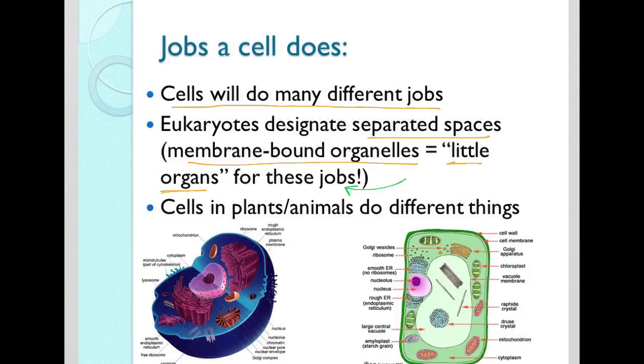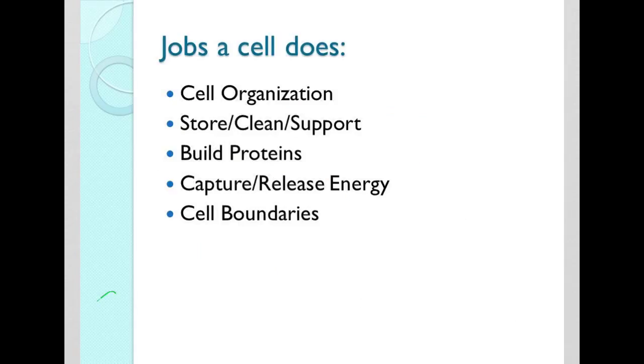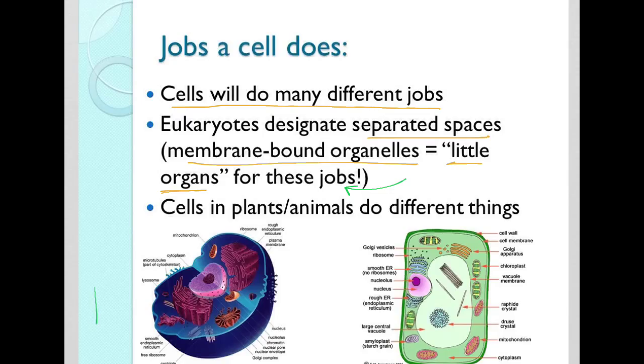And for our purposes, we're going to talk about the differences between animal cells and plant cells in terms of their organelles. We're not going to talk that much about fungi or protists, okay? And cells in animals and plants obviously do different things because they're different organisms and they have different needs.